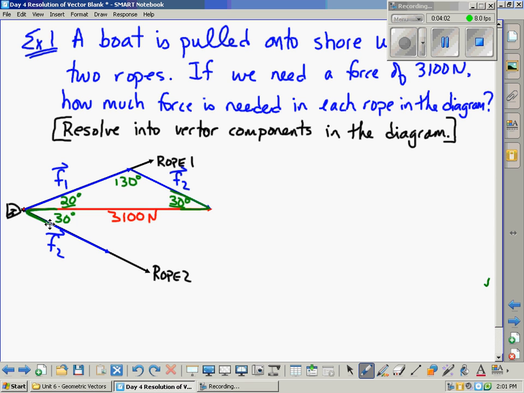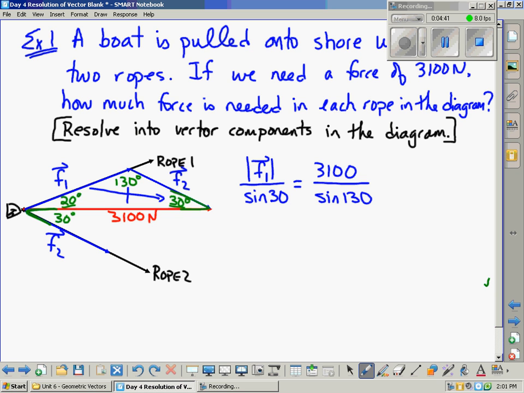So let's try that. Since F1 is what I need, I'm going to put it on the top over sine something. Well, it's the opposite angle. So there's F1, and the opposite angle is 30, so sine 30. And then I need to compare this to an angle and a side that I know, a partnership. And you see there's the two partners I know, the 130 and the 3,100. Since I started my ratio with F1 on the top, I've got to use the 3,100 on the top over sine 130.